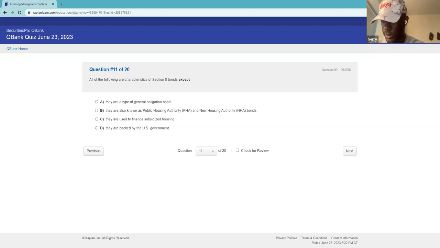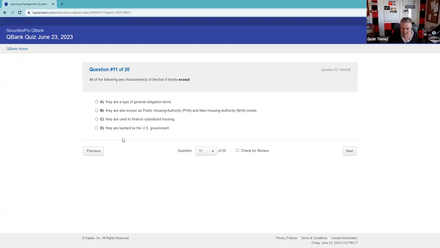All the following are characteristics of Section 8 bonds, except. This is another low-income housing scenario, because that's what Section 8 is. Now, the test will call these public housing authority bonds or national authority bonds. C would eliminate. B I would eliminate, because that's what they are. It's an except question, right? So B is true. You should definitely know that D is true. PHAs, public housing authorities, are backed by the full faith and credit of the United States government. So D is out.